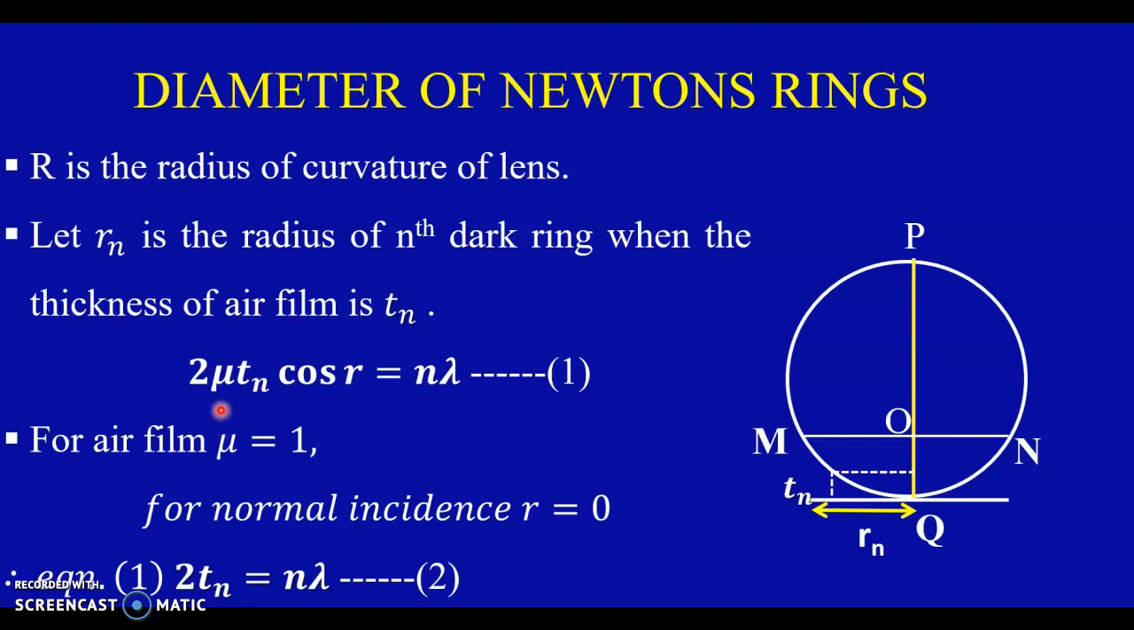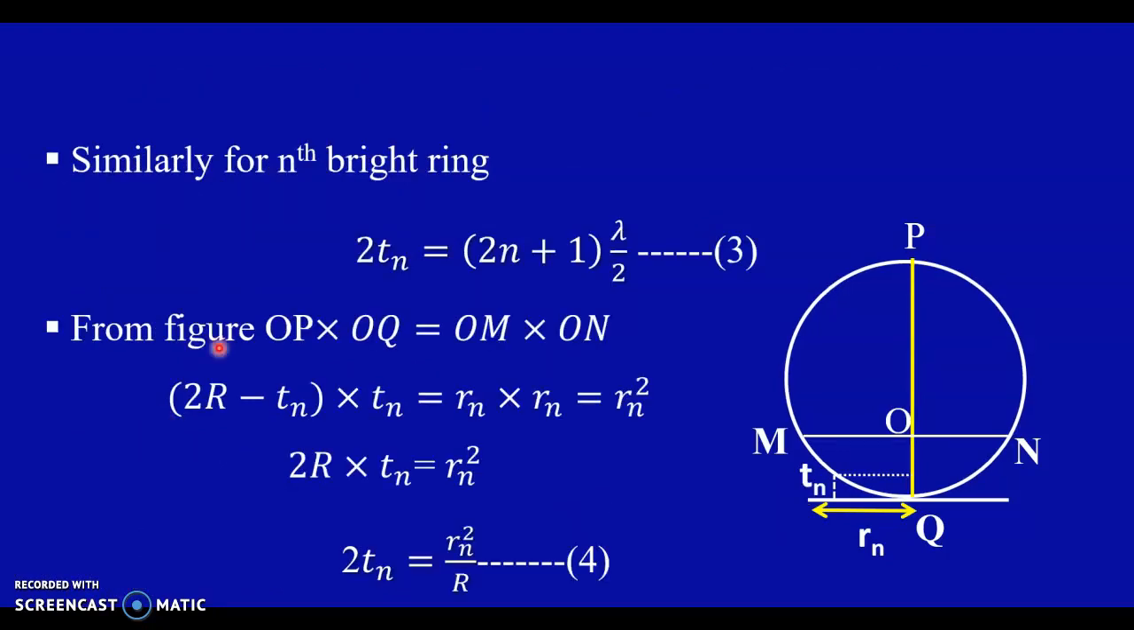For air film, mu is equal to 1. For normal incidence, r is equal to 0, so cos r is equal to 1. This equation becomes 2Tn is equal to n lambda. This is equation number 2. So, for a dark band, 2Tn is equal to n lambda. Similarly, for a bright band or bright ring, 2Tn is equal to (2n plus 1) lambda by 2. This is also from cosine law. So, we have taken two equations, equation 2 and equation 3, based on cosine law.